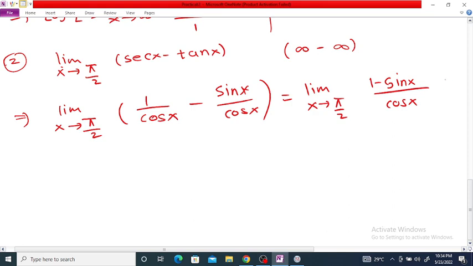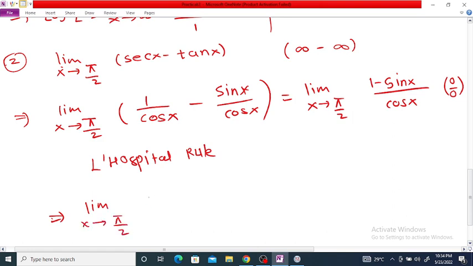Now sin pi by 2 is 1, so 1 minus 1 is 0, and cos pi by 2 is 0, so this is 0 by 0 form, and therefore by using L'Hospital's rule, this is equal to limit x tends to pi by 2, the derivative of 1 is 0 and the derivative of sin x is minus cos x, divided by the derivative of cos x, which is minus sin x.